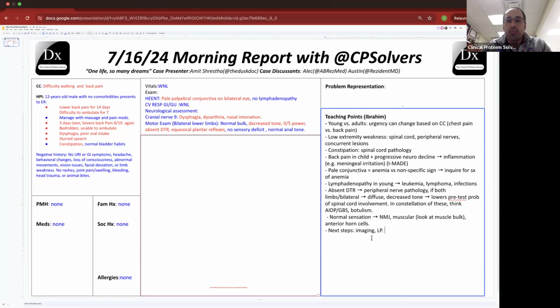and so seeing that albuminocytologic dissociation would be certainly something I would be looking for. But I think I would just want some basic labs to see if there is some systemic fingerprint of the disease that might shift me towards something else. And then I probably would do at least some basic imaging, probably at least of the spine, and then do the LP as well. But I'd love to hear what you were thinking on it.